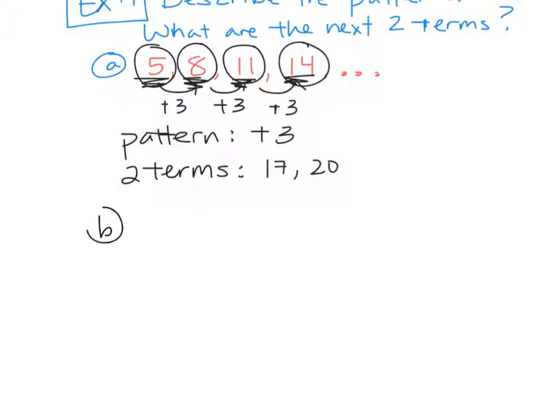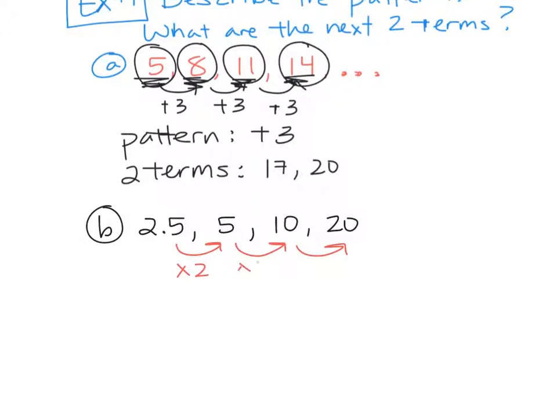Sorry, my pen doesn't want to write decimals right now. 2.5, 5, 10, 20. How am I getting to my next term each time? What's happening to the number? Times 2, right? So 2.5 times 2, 5 times 2, 10 times 2. Each time you're multiplying by 2. So when they ask for the pattern, you're just going to say times 2.